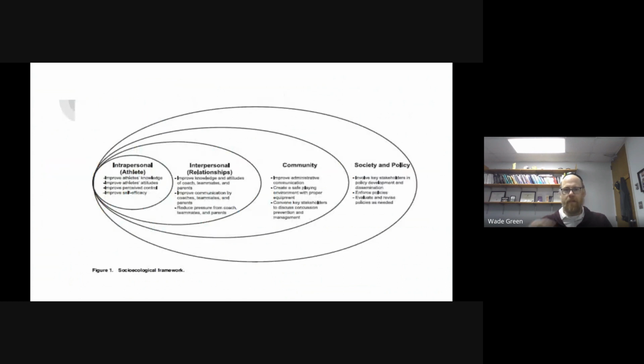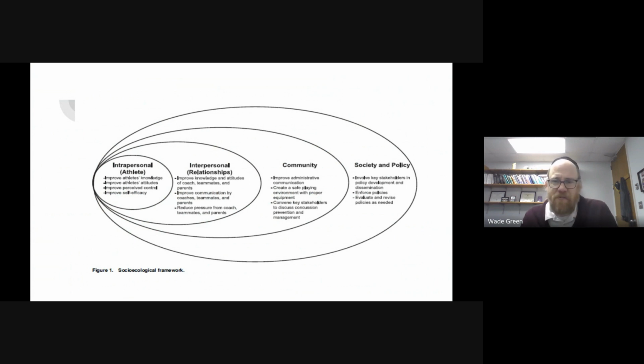Okay. So the socioecologic framework, or SEF, as it's abbreviated, consists of essentially 4 different domains. An intrapersonal domain, meaning within the person or within the patient. Interpersonal, meaning between the patient and a significant other or relationship, coach, parent, spouse, or other people. Community level, and then obviously the society and policy level.